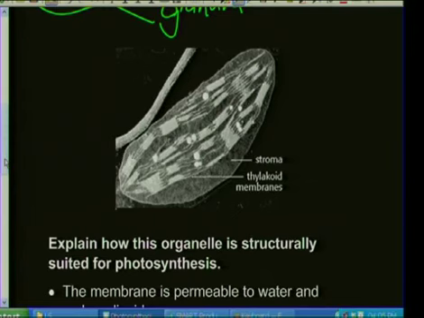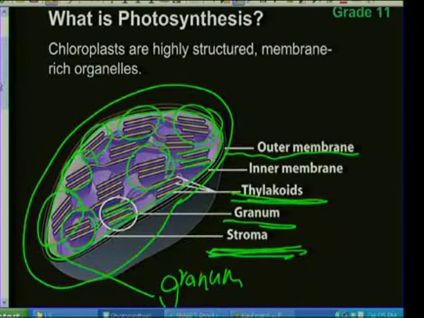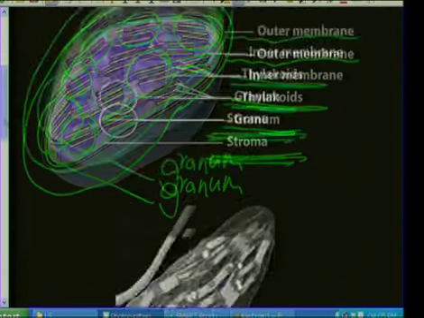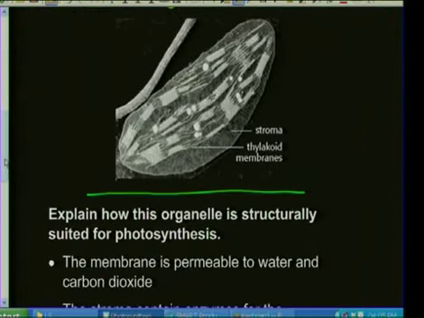Okay, this diagram is a drawing, and this is a micrograph taken of the organelle. You can see clearly here the membrane. You can't see both membranes, but you can see at least the outer membrane there. You can see the grana there. You can see the stroma, the fluid part. And obviously each line there is the thylakoid.